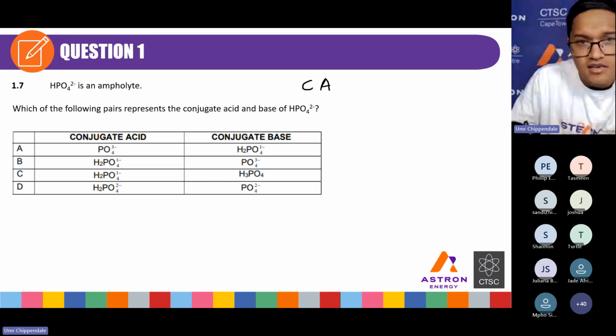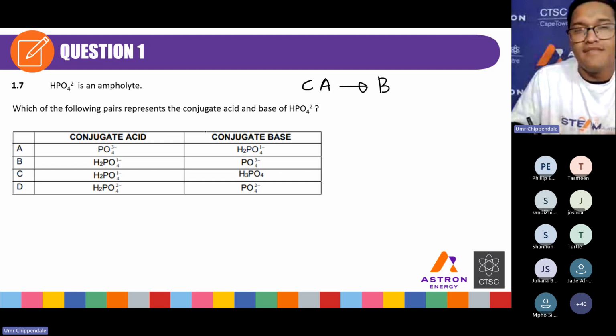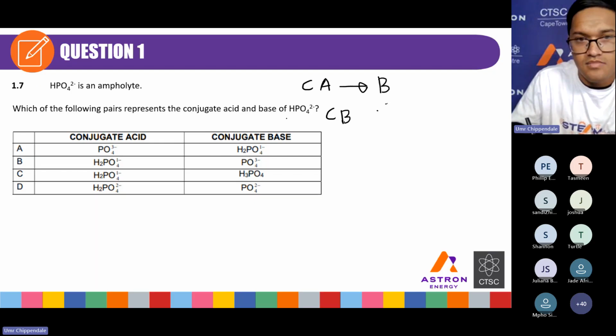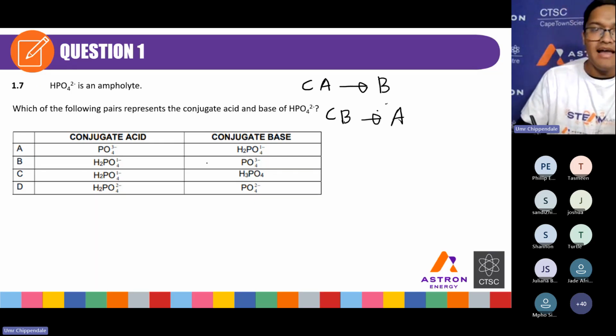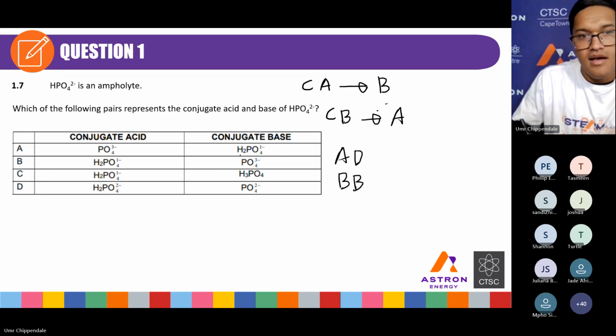A conjugate acid is the opposite of a base. So that's a B. And if you have a conjugate base, which is Cb, it will give you an acid. Now, the way that I like to remember this is AdBa, where an acid donates a proton.